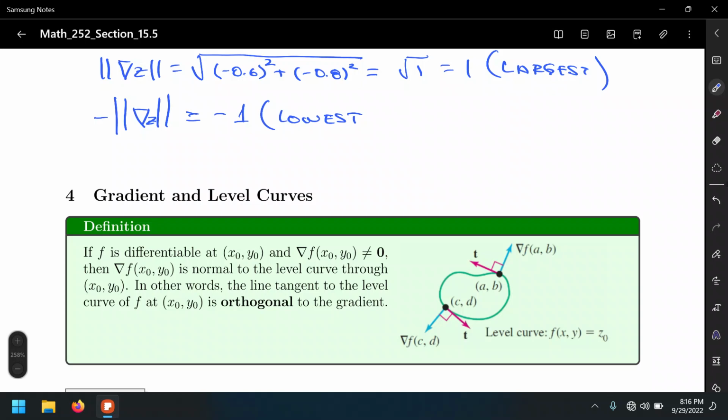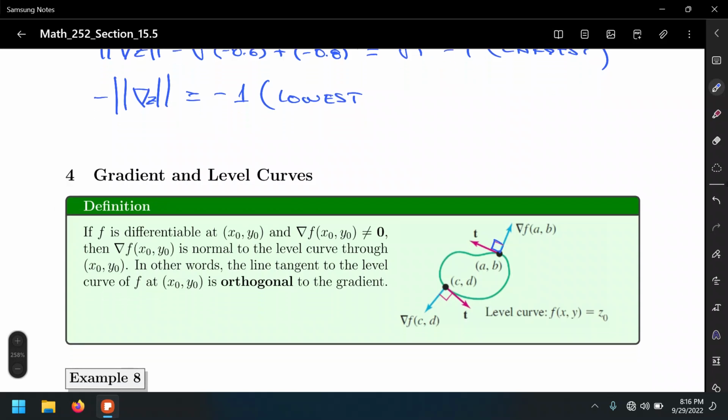In other words, if we have this level curve, that means that whenever the gradient is not equal to 0, well, notice how this gradient is pointing outwards, outside of that level curve. All right. So in other words, the tangent line to that level curve will be orthogonal. That is, it's going to form a 90 degree angle with the other vector.